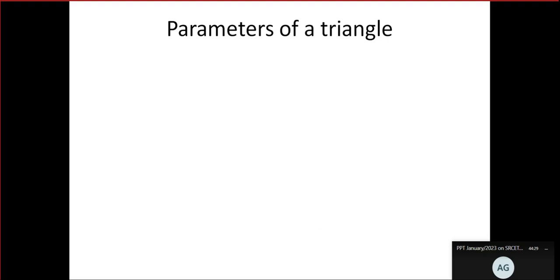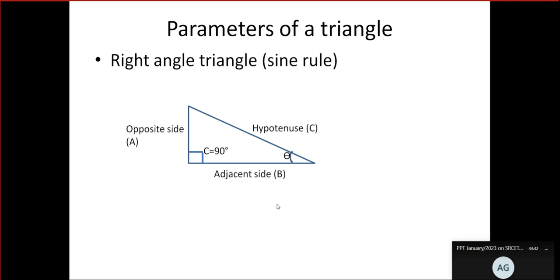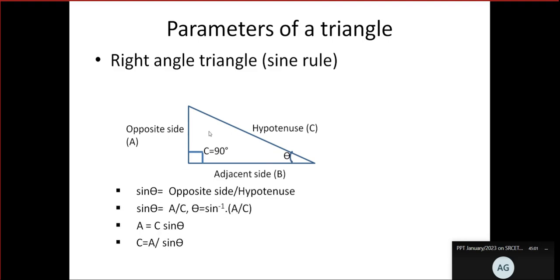Let's see about the parameters of the triangle. This is a right angle triangle. The sine rule we must know for calculation purposes. Suppose you want to relate the opposite side, hypotenuse and angle. This is your sine rule: sine theta equals opposite by hypotenuse, A by C. If we know any two values, the other value we can find out. If we want to know A, knowing C, A equals C into sine theta, and C equals A by sine theta. So this is the sine rule.